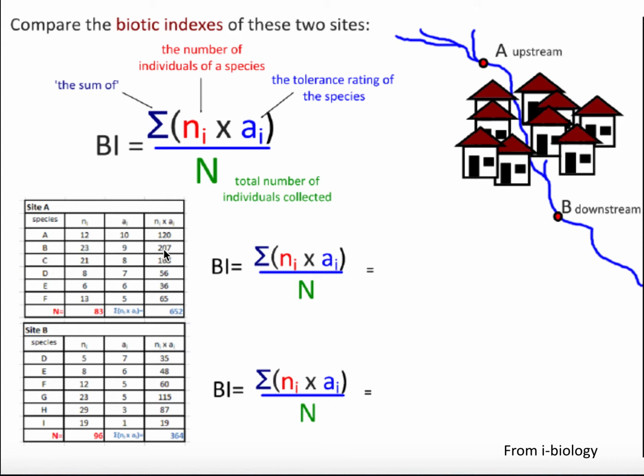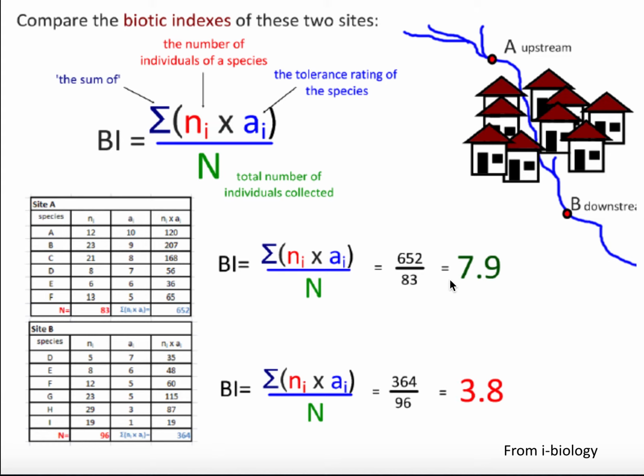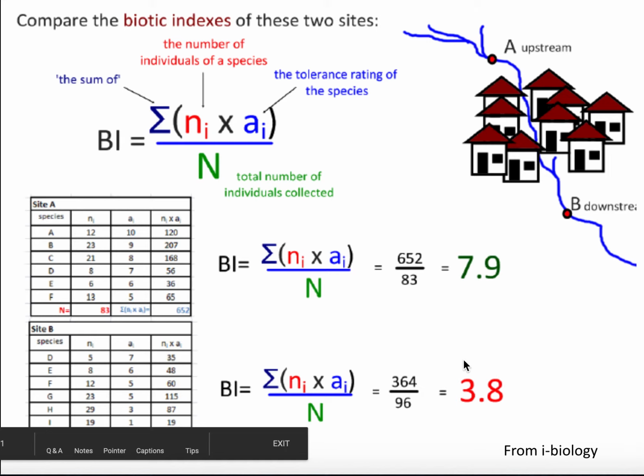Then for the next one, gives you 207. 21 times 8 gives you 168. So then you have them for each of the species. Then you need to sum them up. So you would add these all together and you get 652. So what's left is you have 652 for this top number, and then you need to divide by the total number of species collected, so that was 83. So if you do 652 divided by 83, that'll give me the biotic index for site A. So here you can see site A was 7.9, and site B was 3.8.